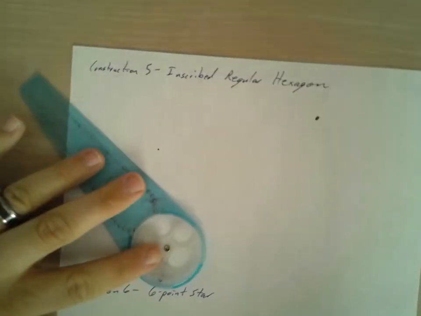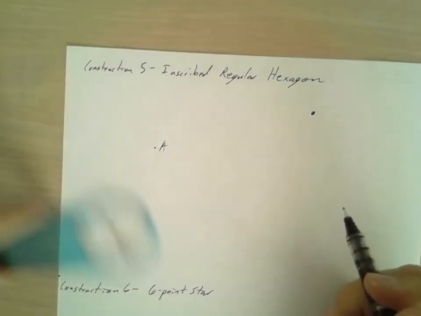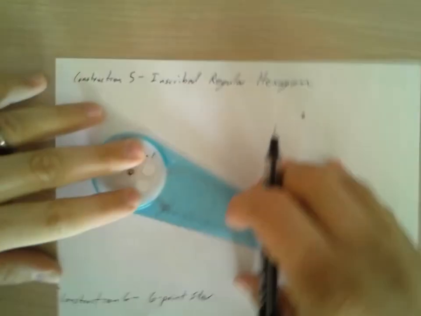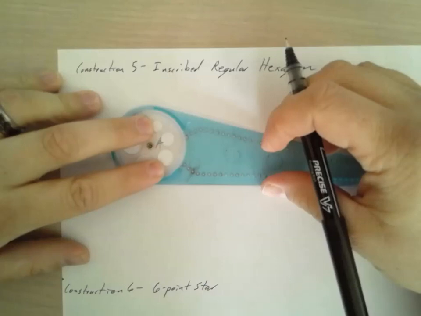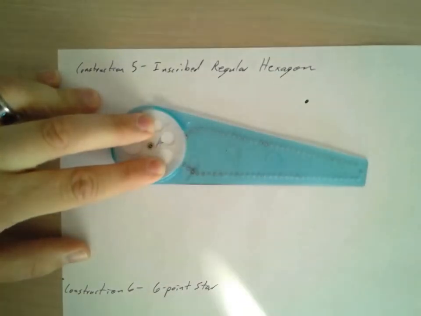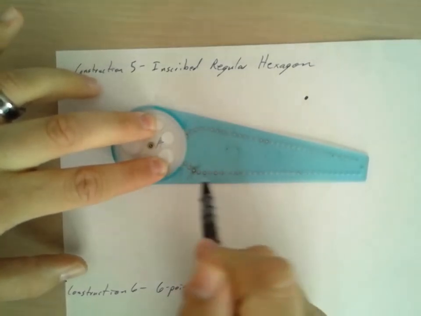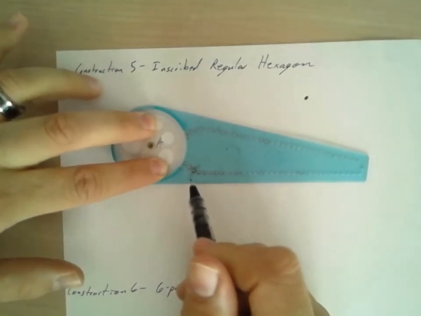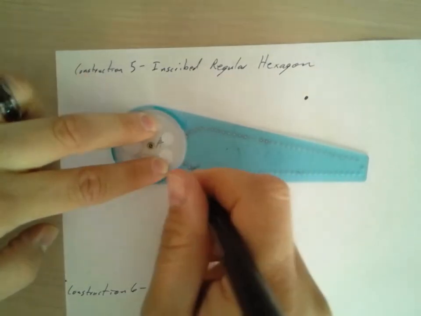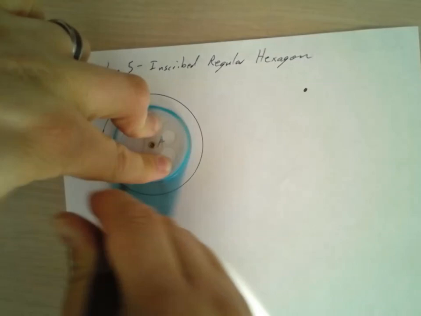So that's my point A, and I'm doing a regular hexagon. I need to set my compass on point A, making sure that dot is perfectly in the center. Then I'm going to pick a spot out here. You'll notice I have this one shaded, that's just because I use it a lot and I like it. So I'm going to draw a circle using that.